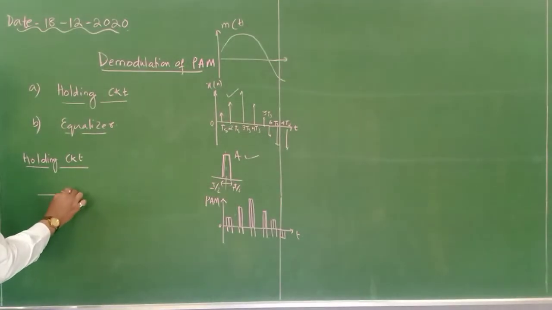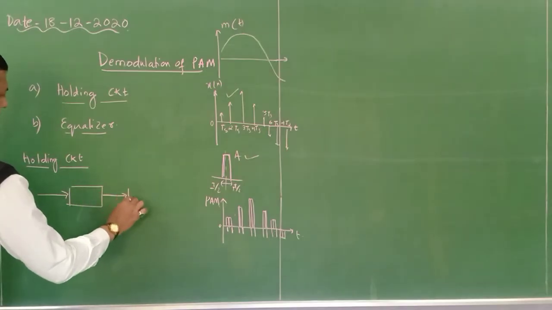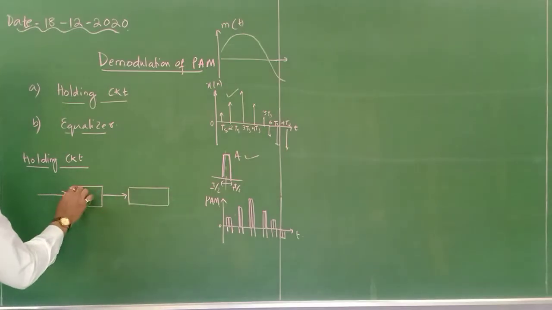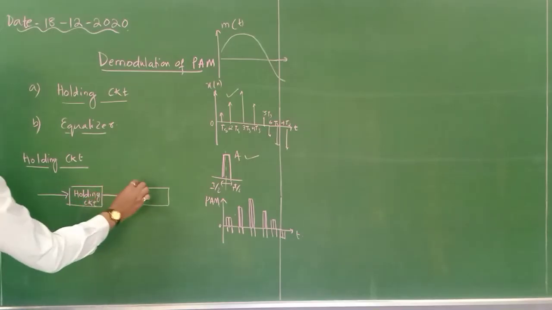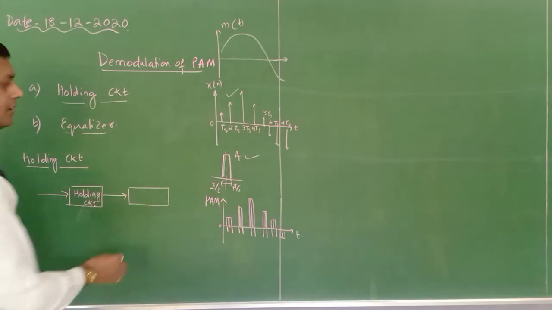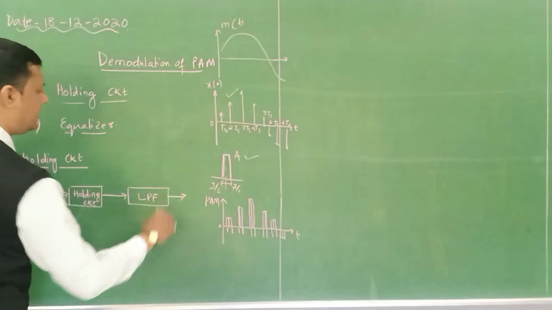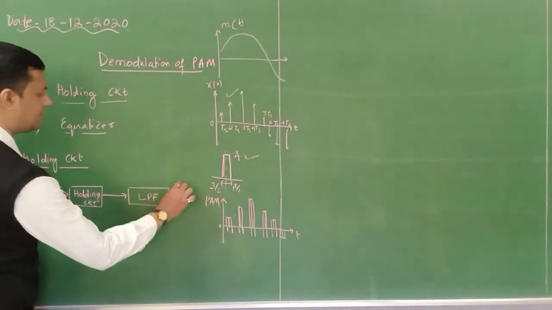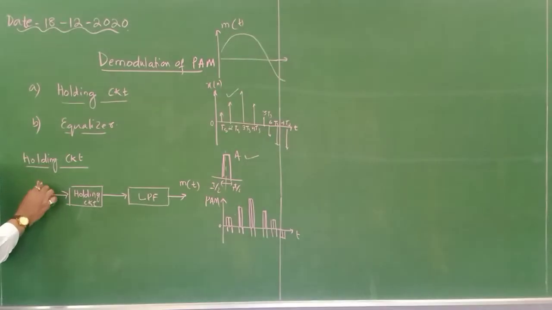So the basic block diagram is, first the received PAM signal enters the holding circuit, and the output of this holding circuit is fed to the low pass filter to reconstruct the original modulating signal. So this is my m(t) and this is my pulse amplitude modulated signal.